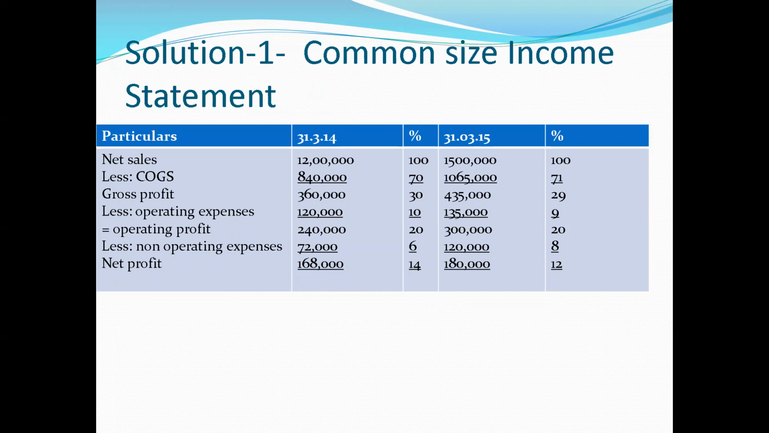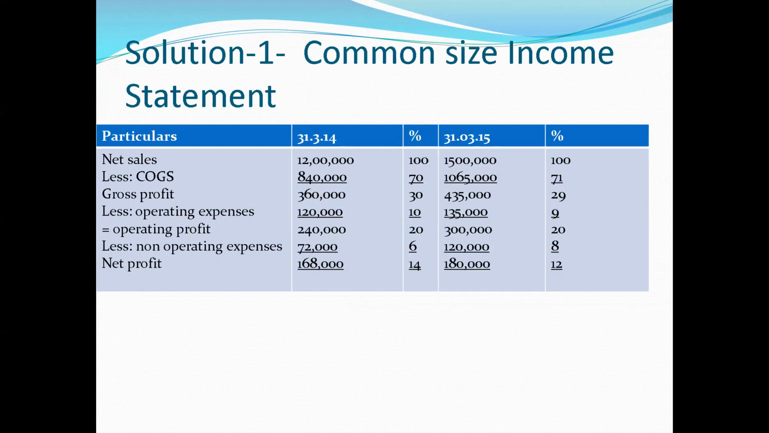First we'll prepare a column of particulars as given in the question. Then we'll write all the figures given in the question for the previous year, that is 31st March 2014. The third column would be the percentage of the previous year, 2014. The next column would be all the values of the current year, 31st March 2015, and the last is the percentage of the current year.